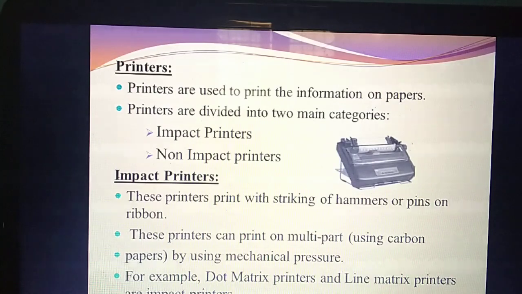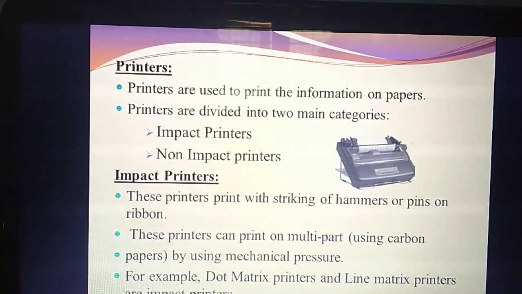A printer is used to print information on paper, maybe a question paper or images, whatever you need to take a printout of. You need to print the particular information on paper using which device? Printers. Understand? What's the use of printers? Printers are used to print particular information on paper.